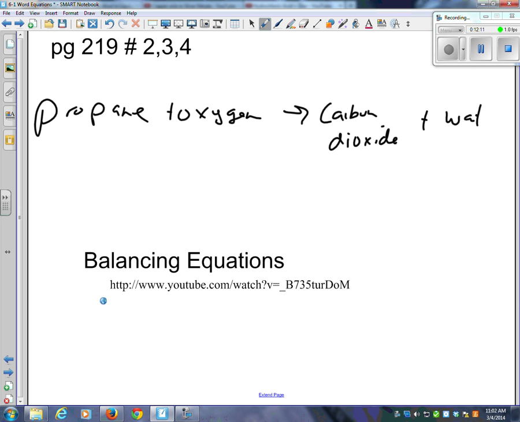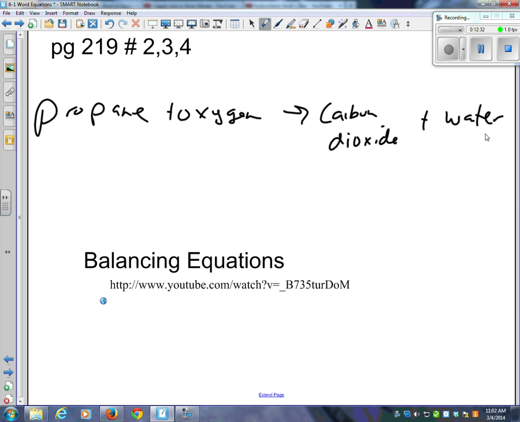So when you are grilling your steaks and you're burning propane, you're combining it with oxygen. Where does the oxygen come from? The air. And what is given off? Carbon dioxide, which is completely harmless. We all give it off when we breathe it out. And water. And the water is in the form of a gas, exactly, right?